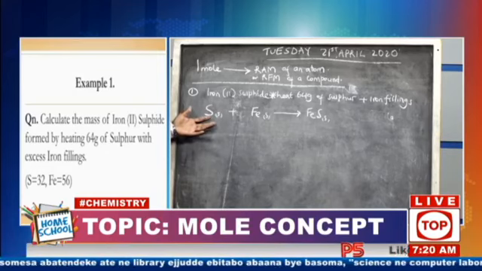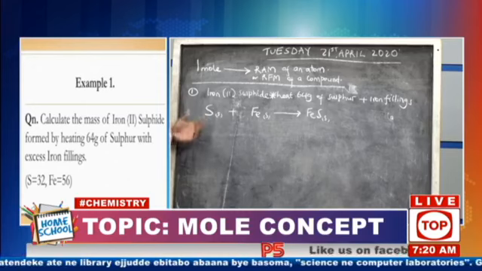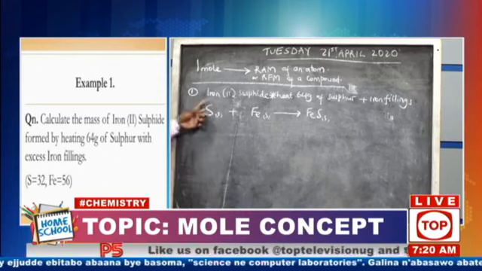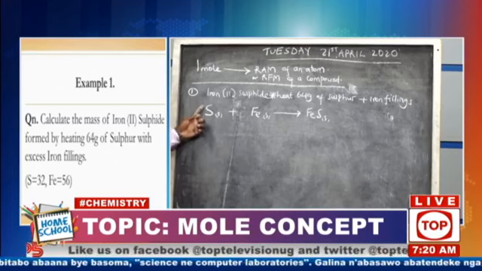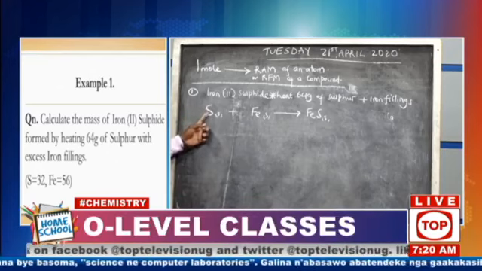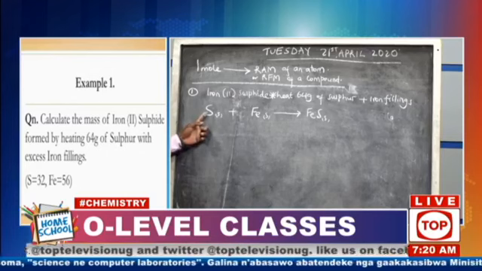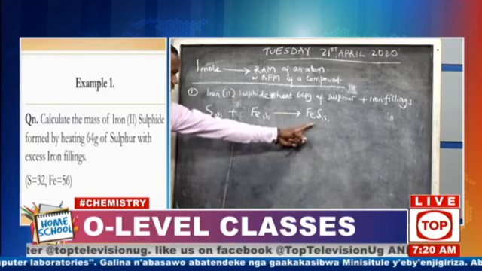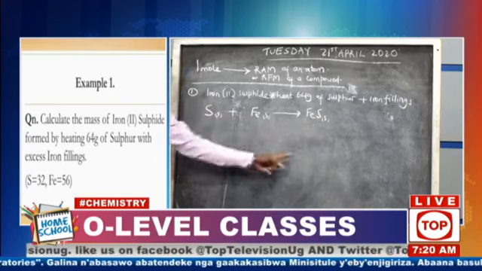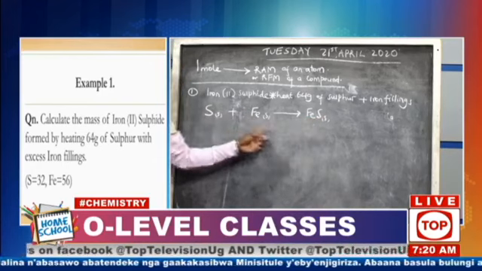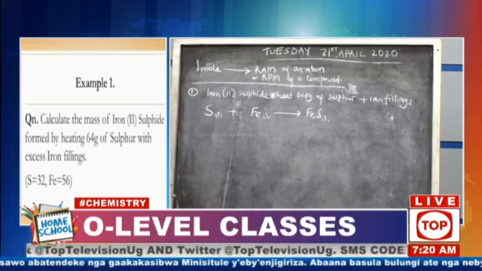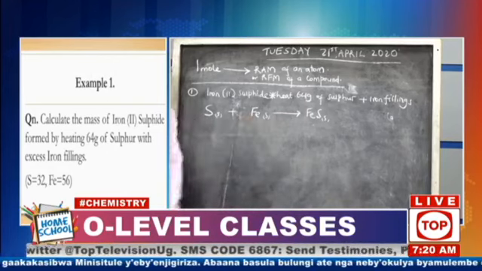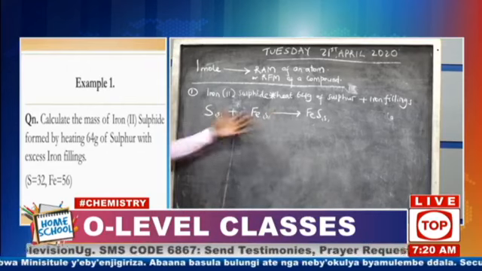We are saying that sulfur, how many sulfur atoms do we have here? Everyone can see it. It is 1. You don't need to write 1 here to indicate that this is 1 atom of sulfur. What do we have on the product side? We have 1 iron. And to balance an equation means that what you have on the reactant side should be equal to what you have on the product side. You can't form what you don't have.